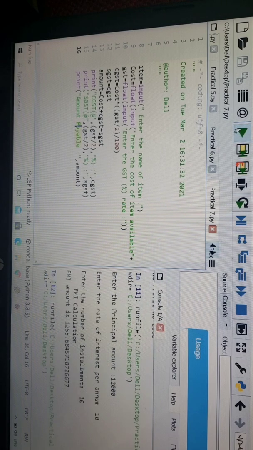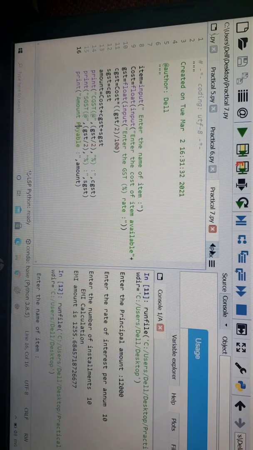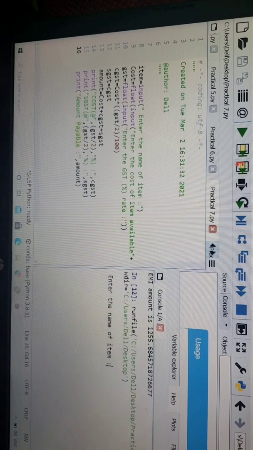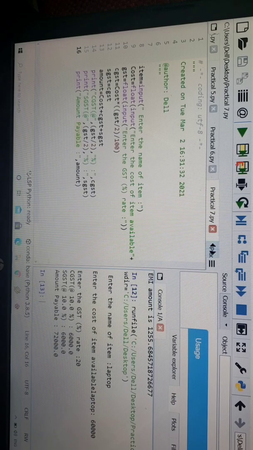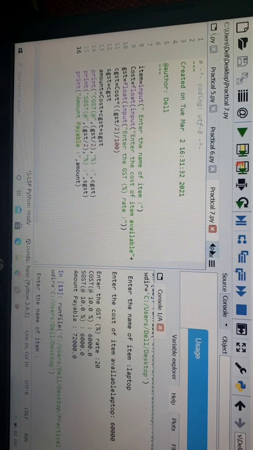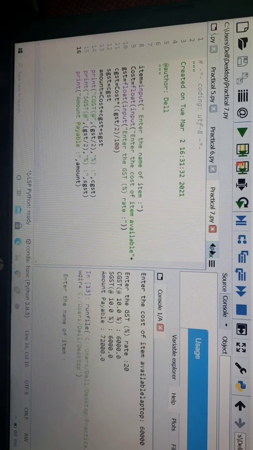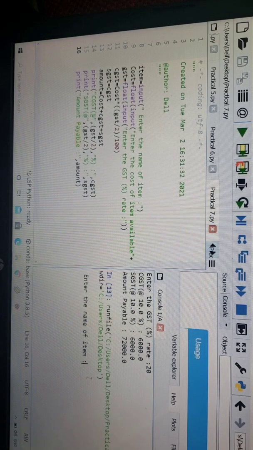Run this program. Enter the name of the item. It is not going to make any difference. Whatever item name you want to enter, you can enter. Now here you can put 20% also, 18% also. It will be divided 10-10. If you take any other rate, that is also going to work in the same manner. Any product you can write here.